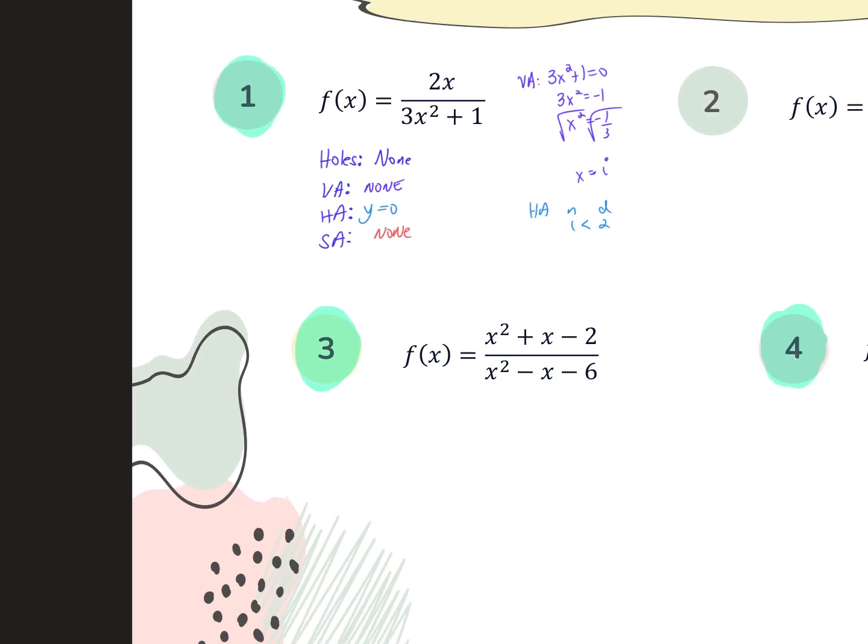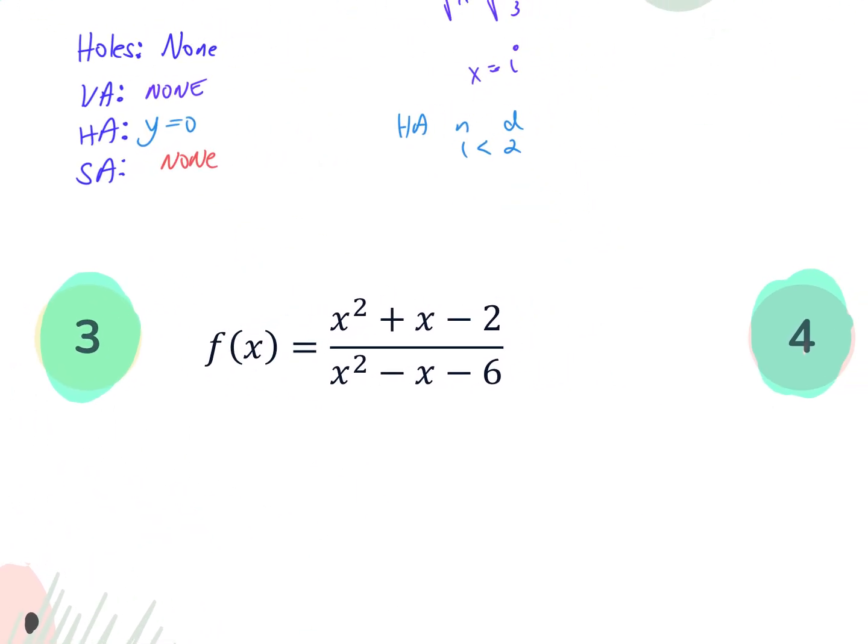All right, let's look at number 3. What did I tell you guys we need to do? Let's make our list. I want to find holes first, then my VA, my HA, and my SA. Make sure we know what those stand for. How do I find holes? So just guess? No, we got to factor.